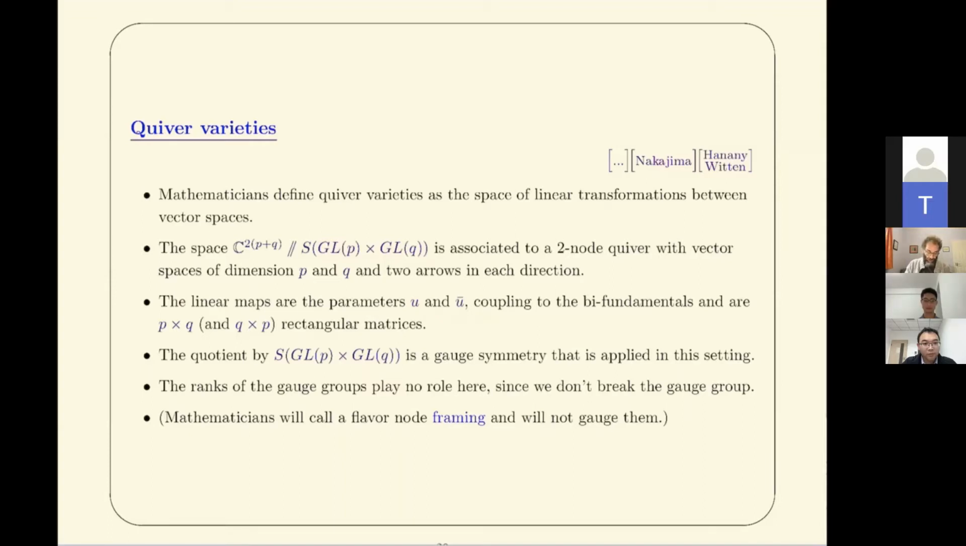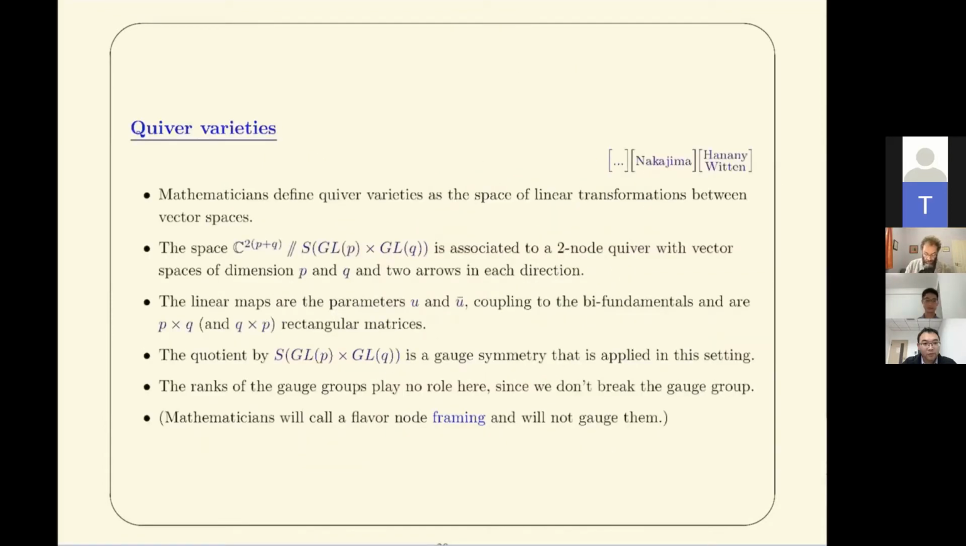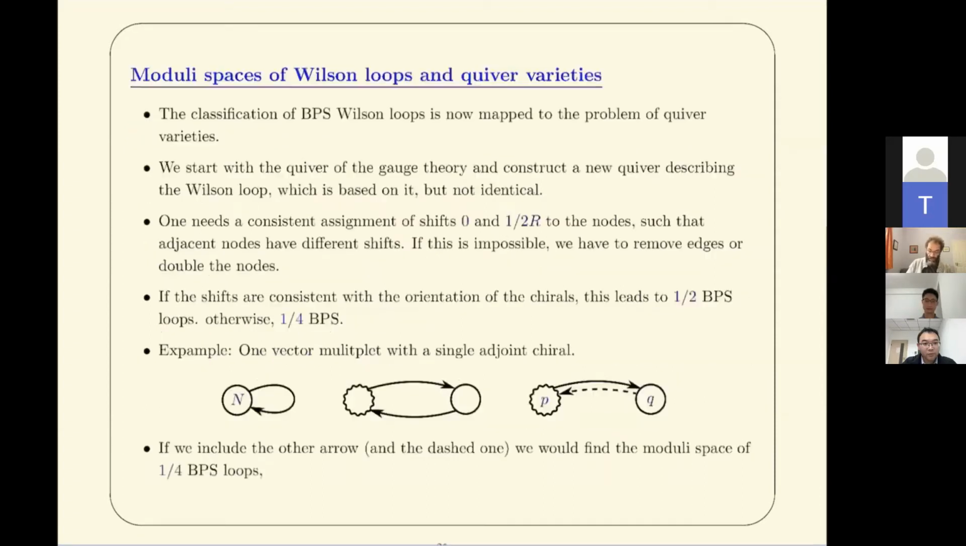In this story, the rank of the gauge group plays no role. What is important is the multiplicity that I have. How many times do I write the same gauge field on the diagonal of this matrix? And that would correspond to these ranks P and Q that are in the representation of a quiver that mathematicians define. So in this way, I mapped the problem of classifying Wilson loops to the classification of quiver varieties. And this way, I can construct the moduli space.